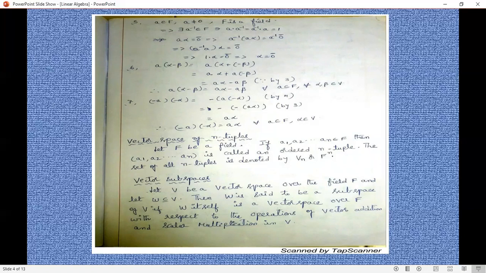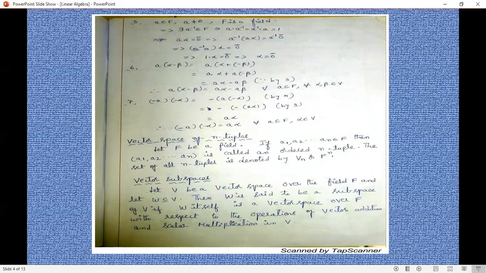We are using the distributive property here: equals A alpha minus A beta, since by condition 3, A into minus alpha equals minus A alpha. That means A into minus beta equals minus A beta. Therefore, A into (alpha minus beta) equals A alpha minus A beta, for all A belongs to F, for all alpha, beta belongs to V.